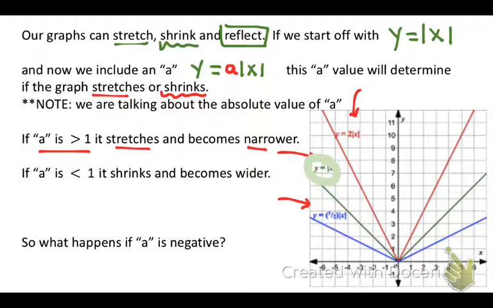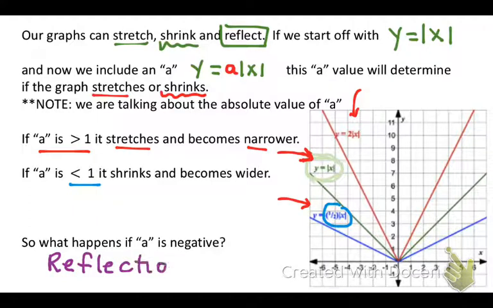So that means that it's stretching and becoming narrower. Then we go down to the blue graph. It says if a is less than 1, it shrinks and becomes wider. So a is 1/2, so the blue graph is much wider than the green one. So what would you imagine happens if a is negative? When a is negative, we get a reflection, and that will be our final slide.